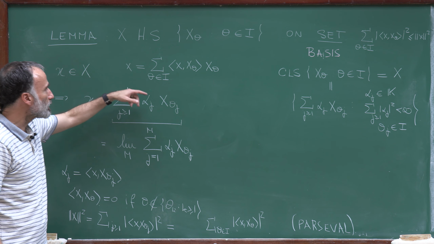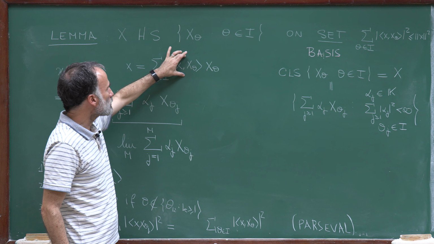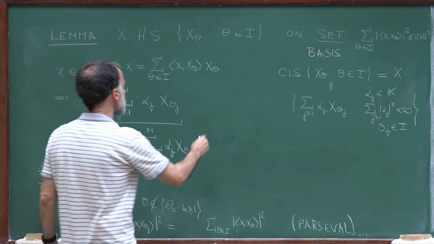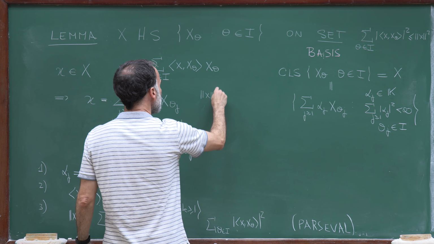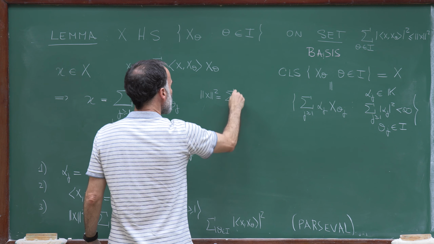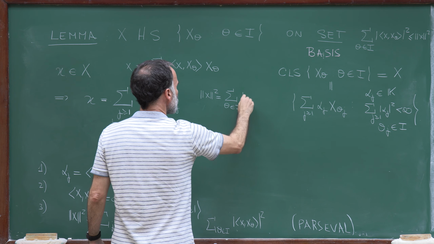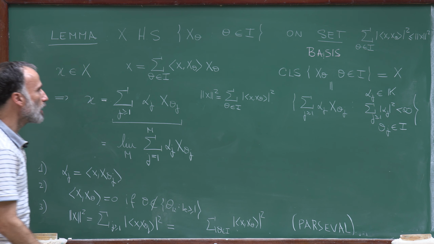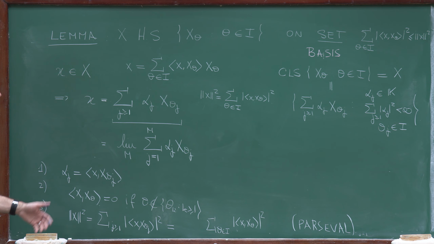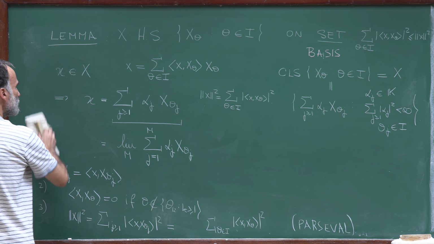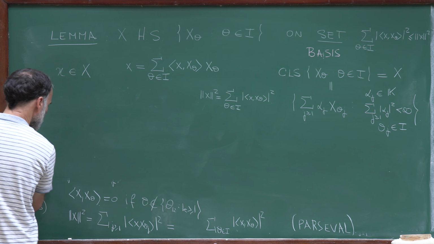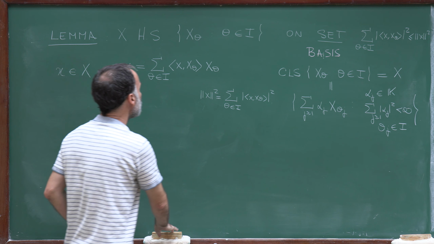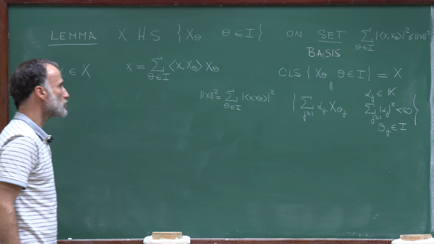And this is well defined again because this vanishes for all but at most a countable number of terms. And the second statement is that the norm of x squared is equal to the sum over theta in I of the absolute value of the scalar product x with x theta, squared. So this is what I just stated here in other terms. So let's prove this lemma, and again, this is what we called the Parseval identity.